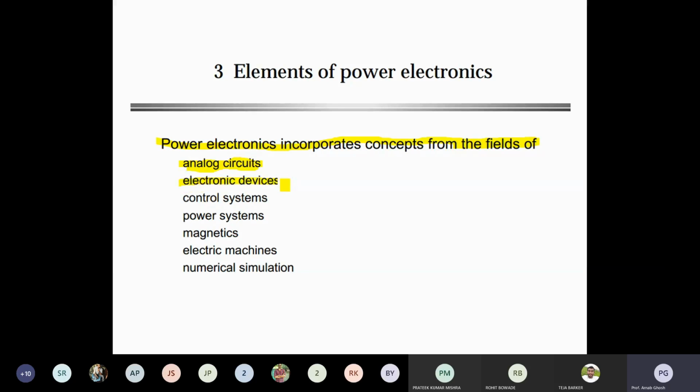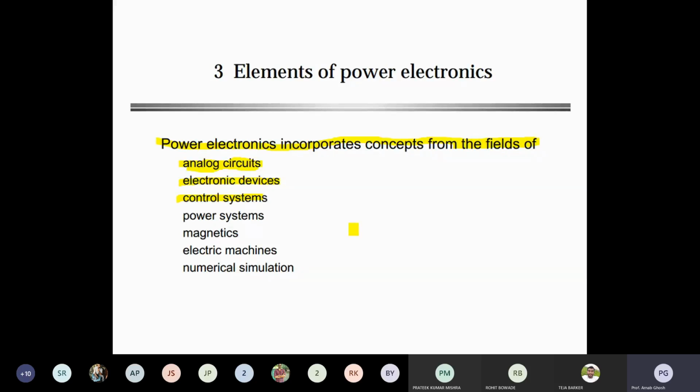Then the electronic devices. What are the most important ones? You are using switches and solid state devices. Then the control system: you are using different controllers. It may be an analog controller, a digital controller, or a real time controller. Whatever advanced controller you use, it is required, because if the sophistication of the device increases, definitely a costlier control circuit will be there.